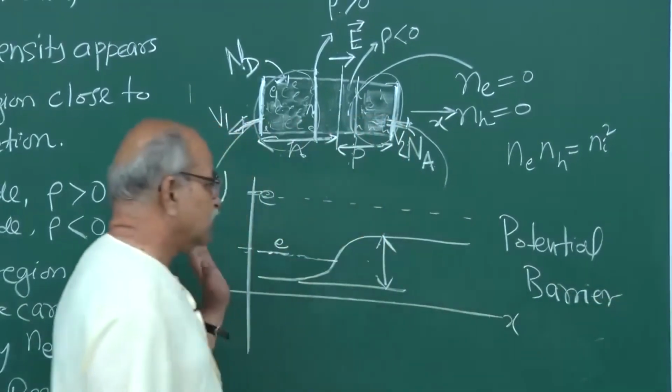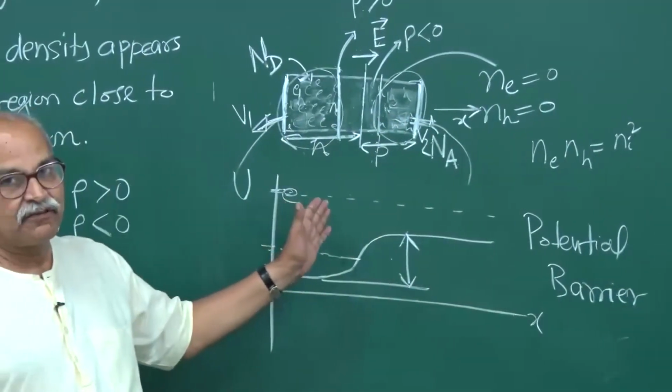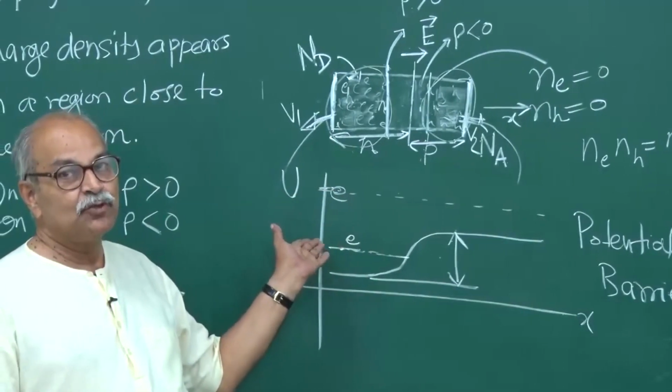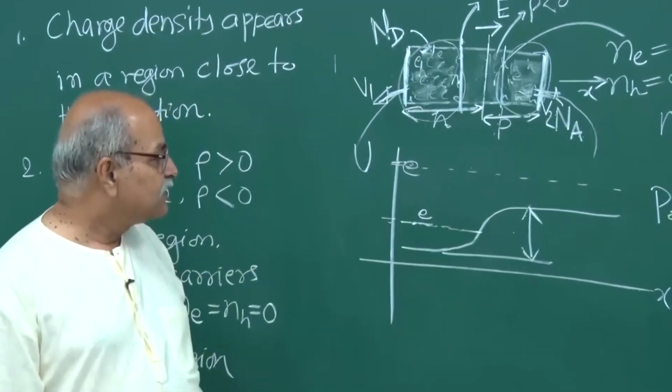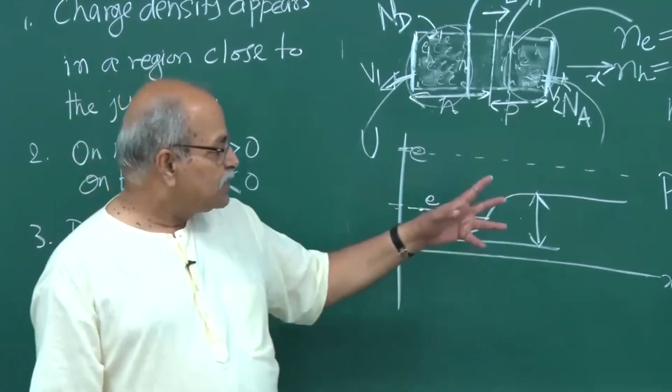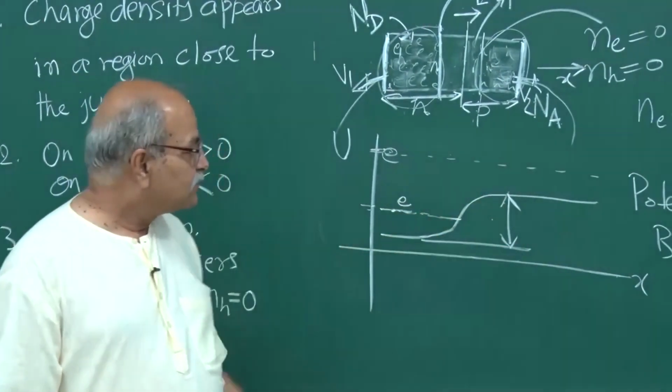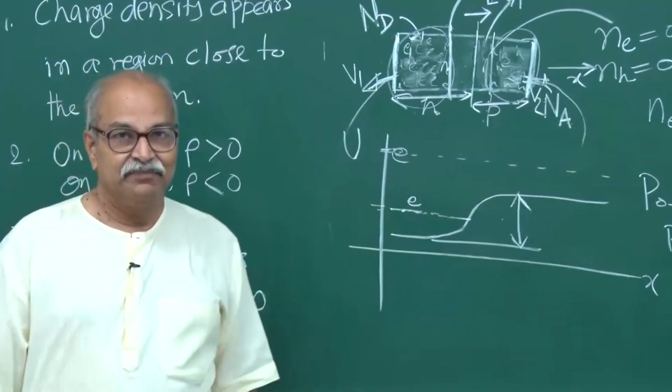It opposes the diffusion of electrons from the n-type side to the p-type side. So in our next lecture, we will derive a relation between this potential barrier and other parameters of this p-n junction.